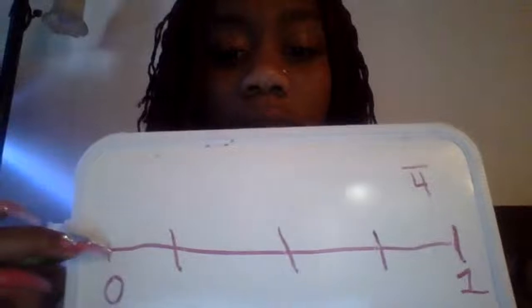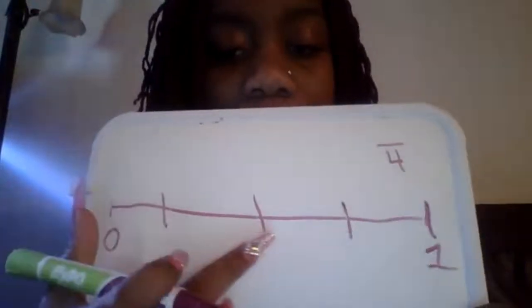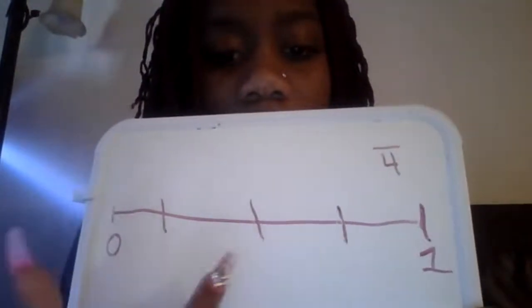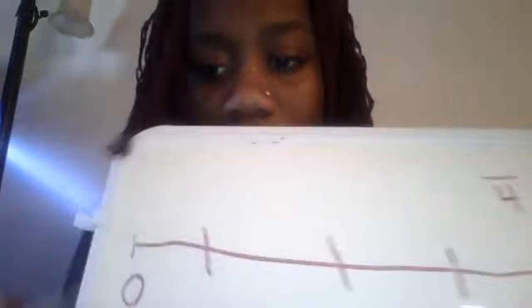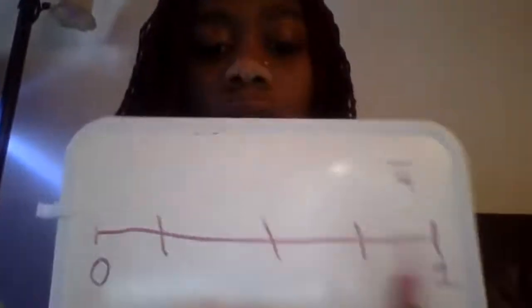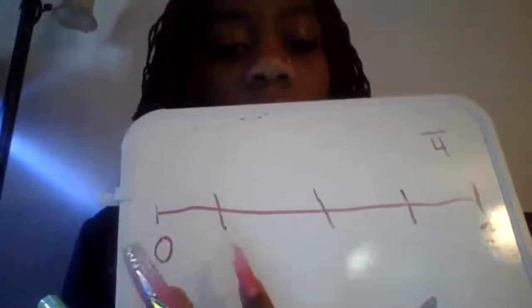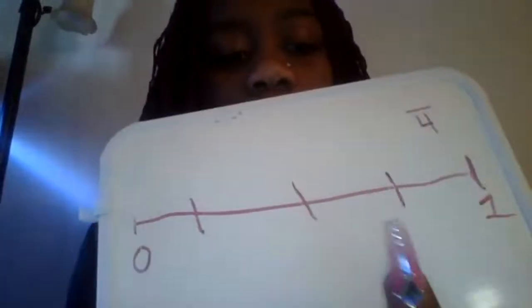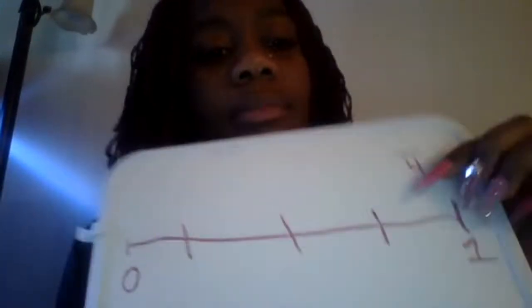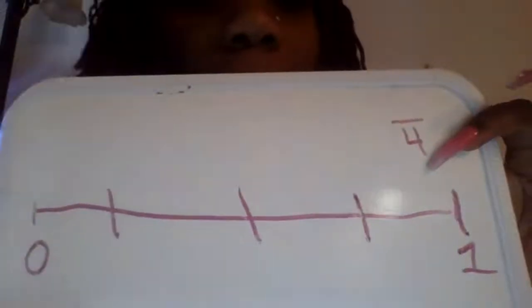But I have 1, 2, 3. Oh, sorry. You don't count 0. 1, 2, 3, 4. Do not count the 0. Only count from the next tick mark. So 1, 2, 3, 4. And that means my denominator is going to be 4.